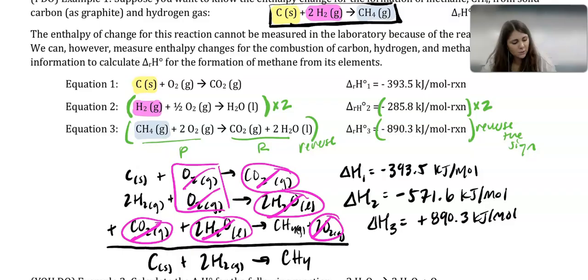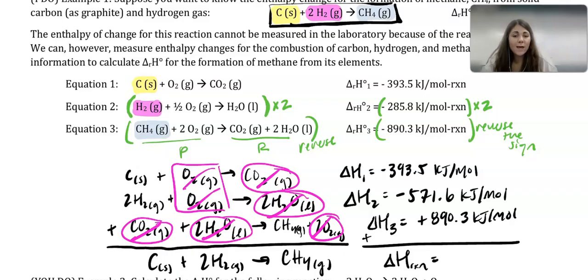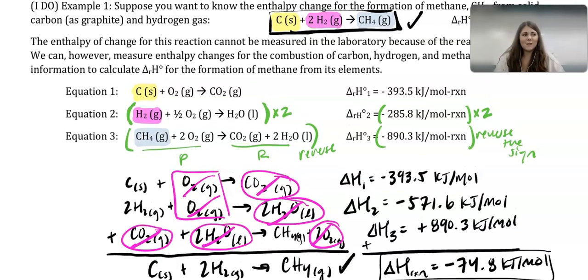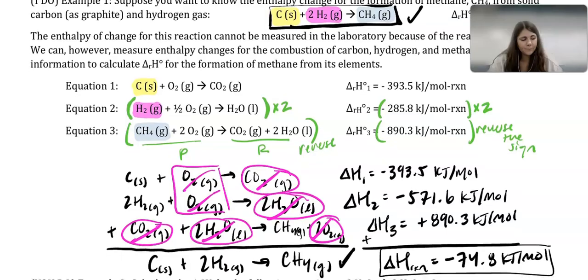making CH4 gas. And then, based off principle 2, I will add up all those delta H's, negative 74.8 kilojoules per mole. And this matches the one previously. Okay, again, I would definitely advise you to try to circle where you see one of the species that you're looking for, and then think about how you can manipulate it to look like the one we're solving for.